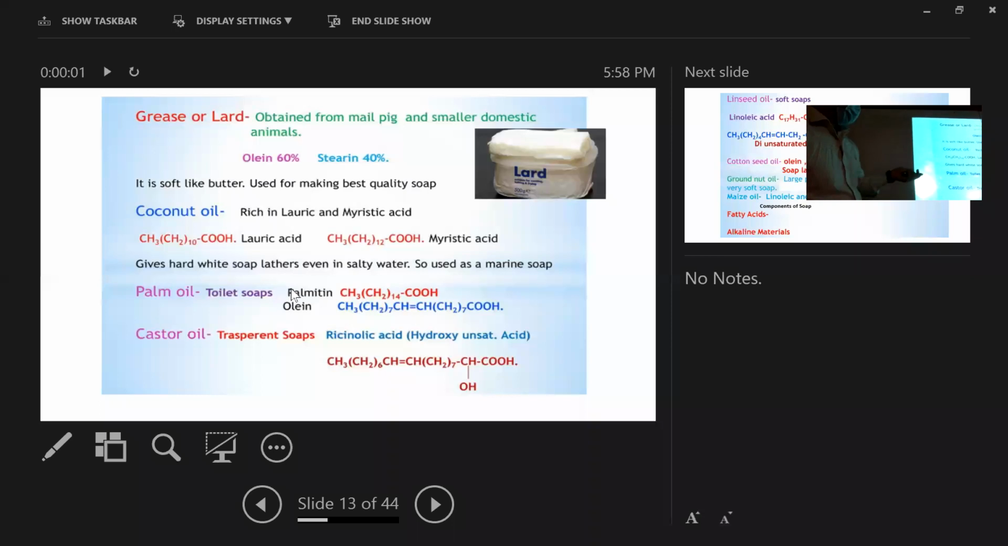Palm oil, toilet soap, pumpkin, olive, castor oil, transparent soap. Here one N is missing. Transparent soap. We can have some soaps which can sometimes have different types of color, but some of them can be even transparent, not 100% transparent, just colorless sometimes.